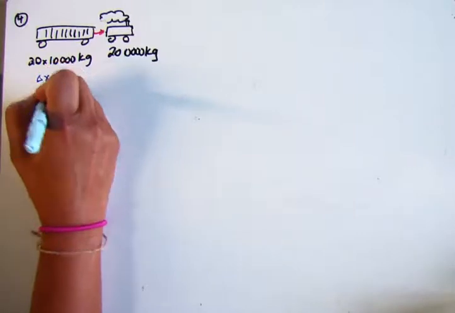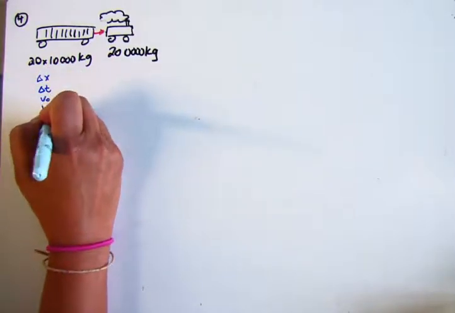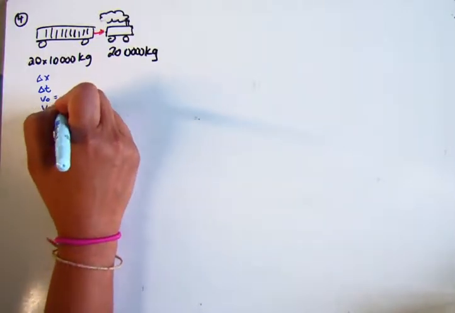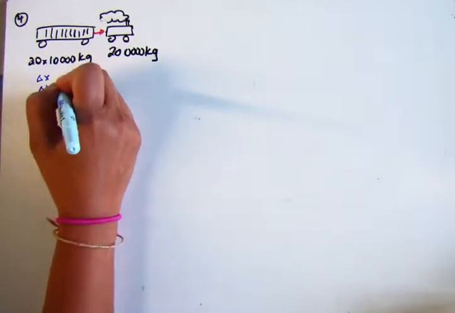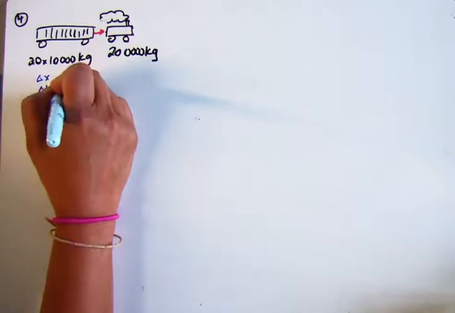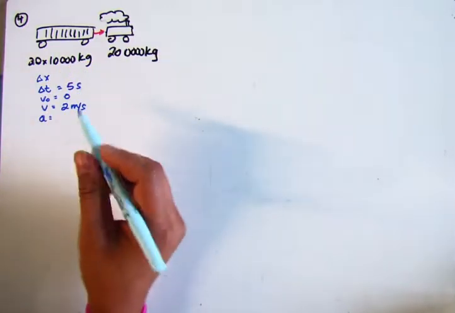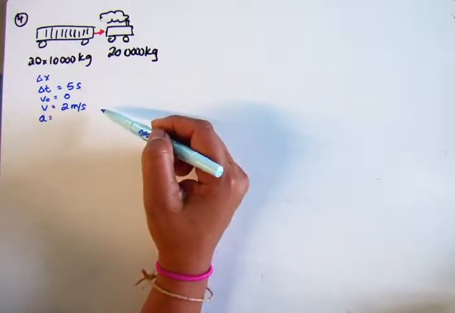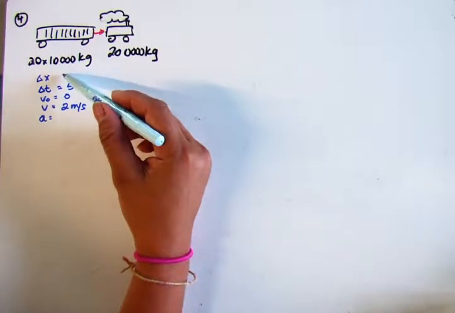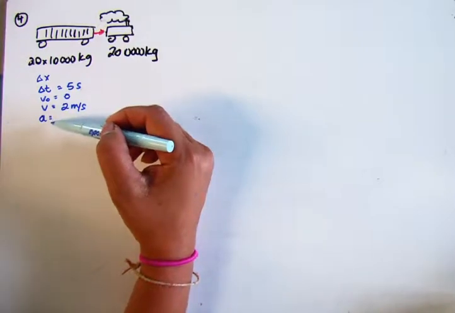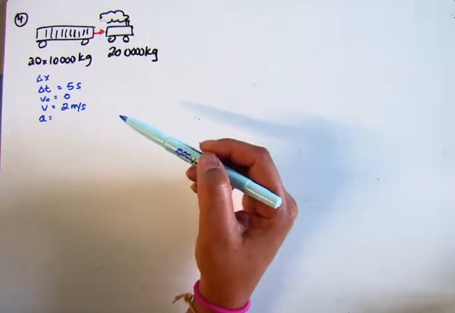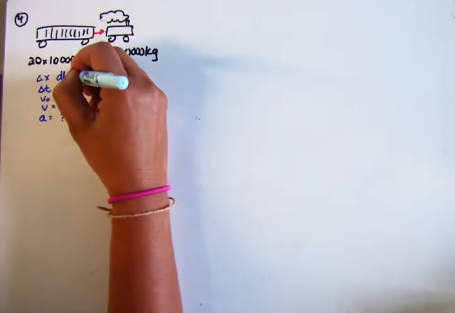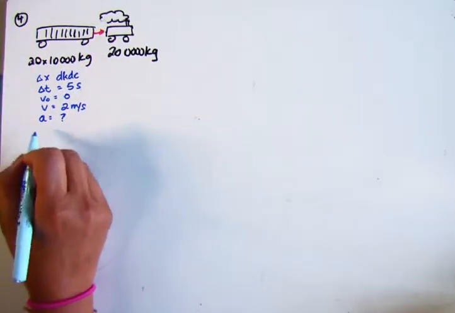Delta x, delta t, v naught, v, and a. So we know that it starts from rest, it reaches a speed of 2 meters per second, and it takes 5 seconds to do that. So we know that we have 3 pieces of information, so we can easily find the fourth. The question is, are we interested in delta x or a? Since a is the thing that links the dynamics to the kinematics, we're going to look for the a, and we're going to call this my don't know, don't care. So, having said that, let's do it.